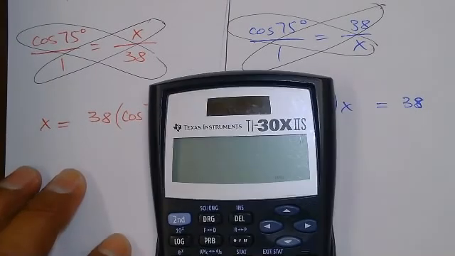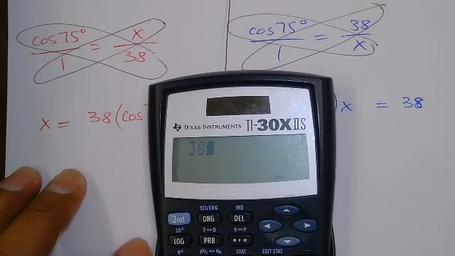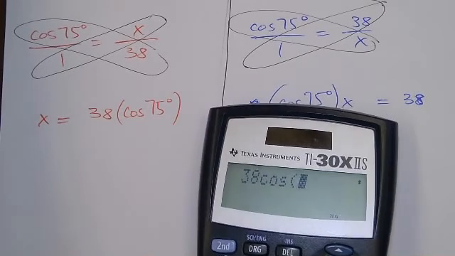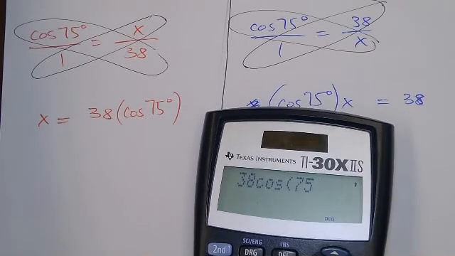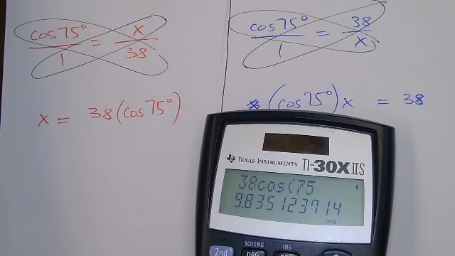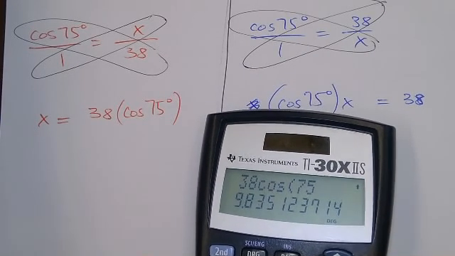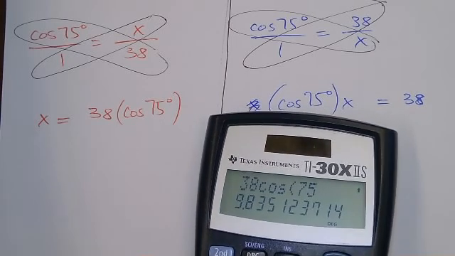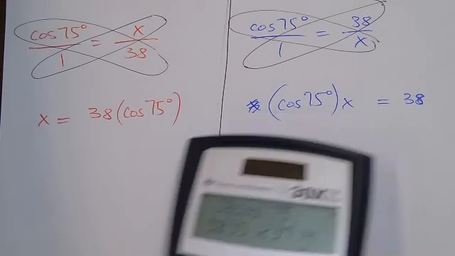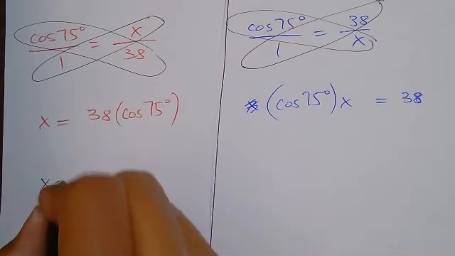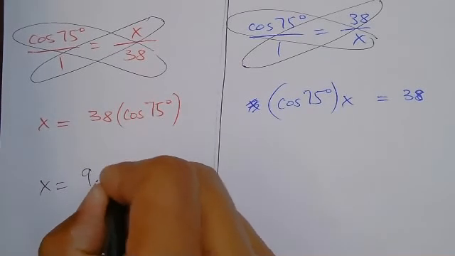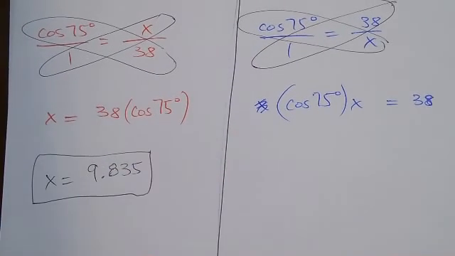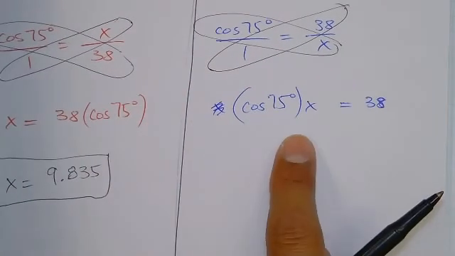You see the difference? This one's already ready to go. This one's already solved for x. You just punch this in, go to your calculator, 38 cosine 75. I got 9.835. You might want to round up, or you can just write 9.835.